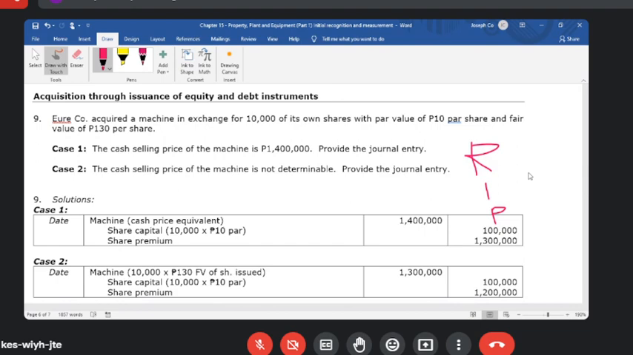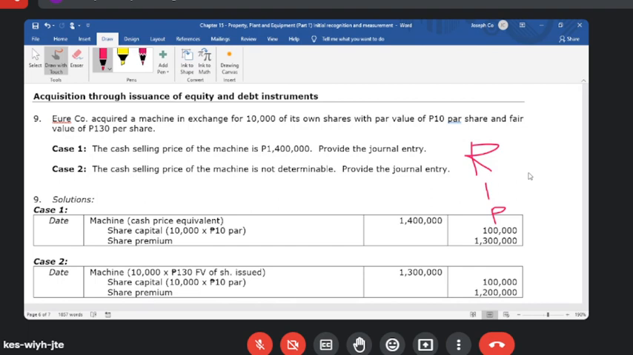A company acquired a machine in exchange for 10,000 of its own shares with par value of 10 peso per share and fair value of 130. Assuming the cash selling price of the machine is available, therefore we debit machine equal to the cash price equivalent, no? Debit machine, 1.4. Credit capital stock at par value, 10,000 shares times 10. And excess is share premium.